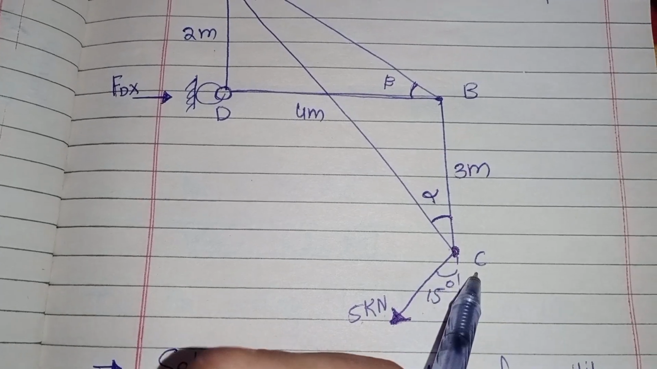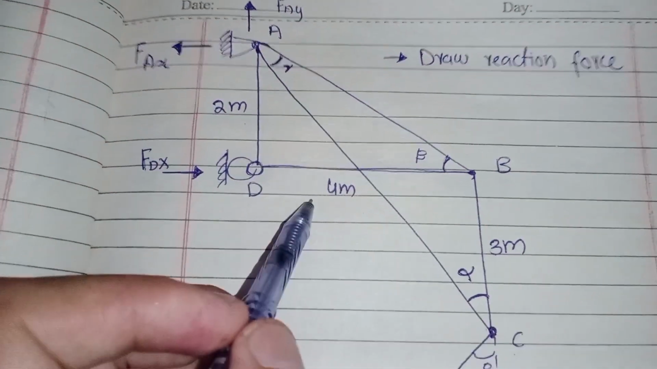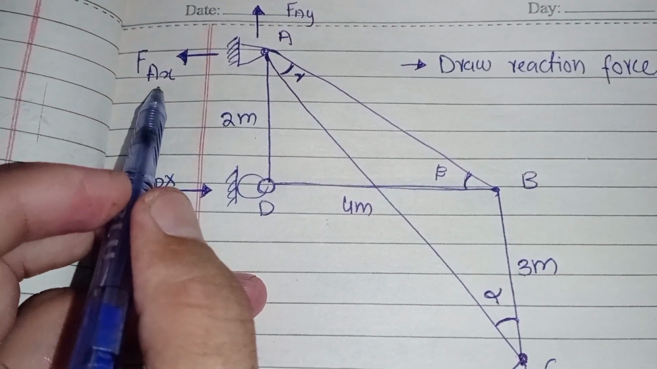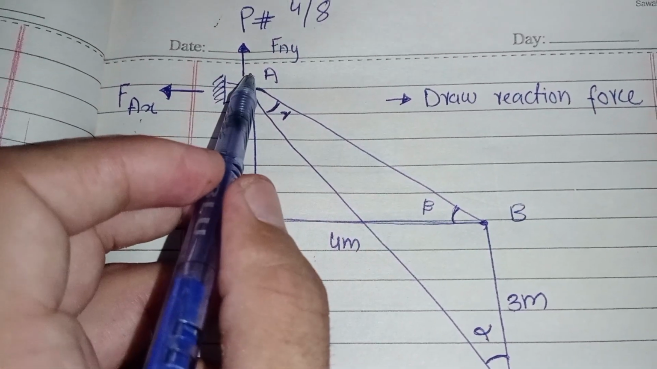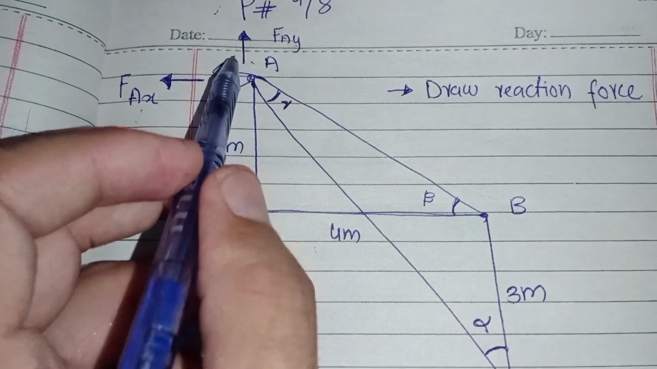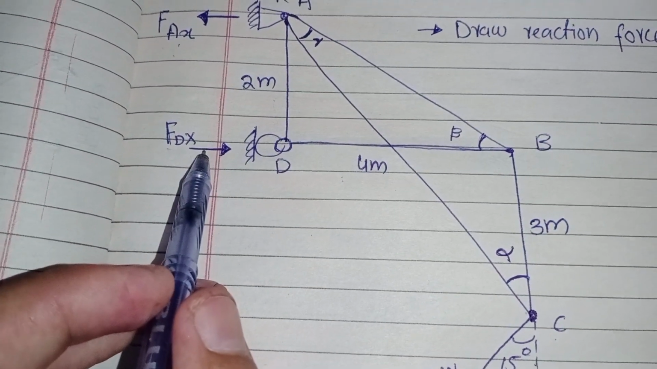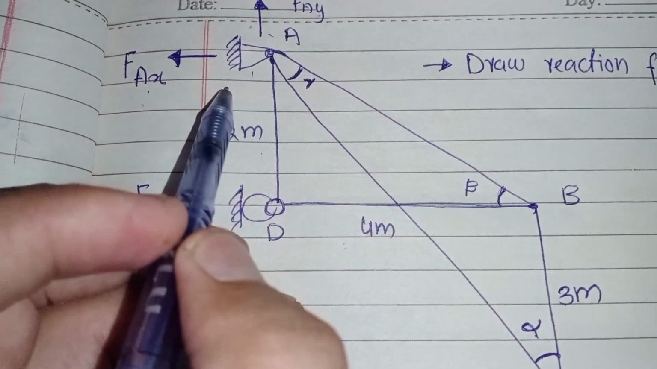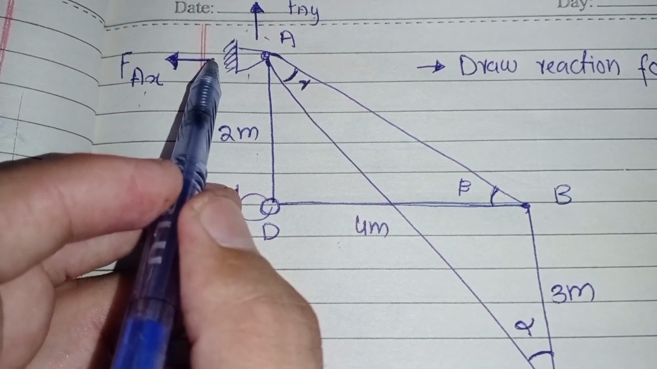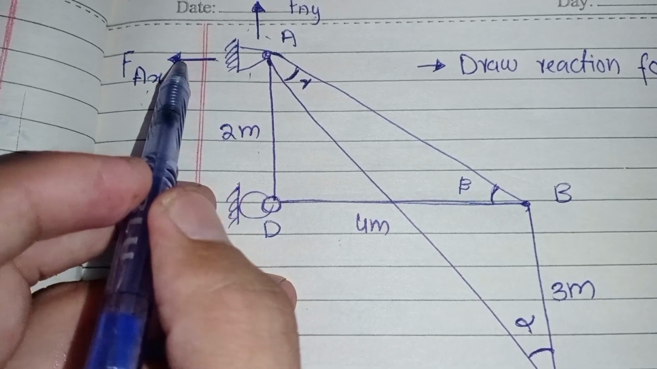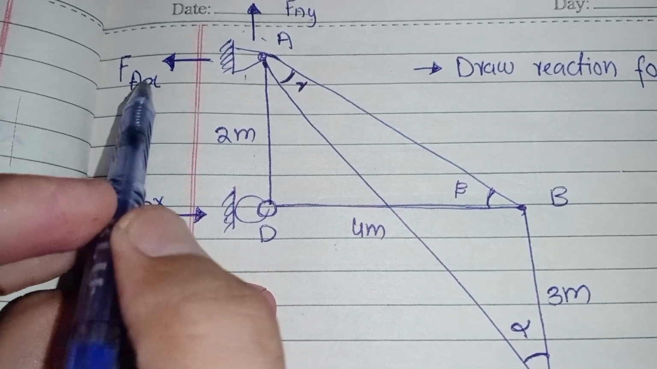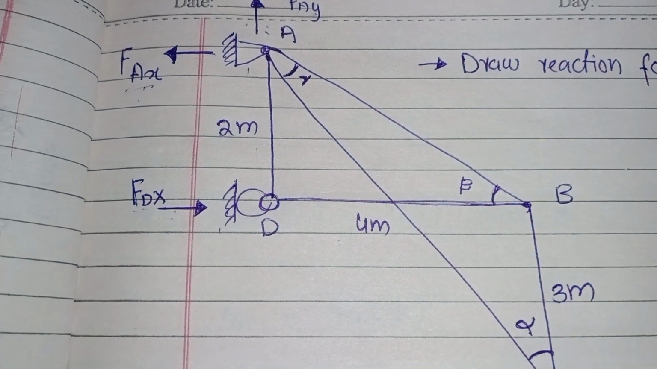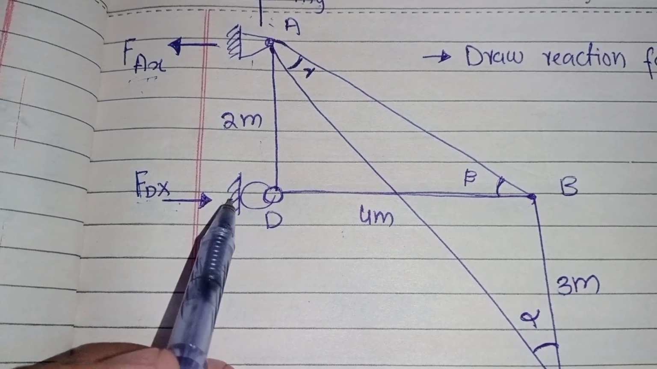First of all, you have to draw a free body diagram of this, and you have to show FAX, this is a reaction force, and this is FAY, this is also a reaction force, and this is also a reaction force FDX, because a hinge support resists two types of forces. Number one, horizontal force, and number two, vertical force. And a roller support resists only one horizontal force in this case.